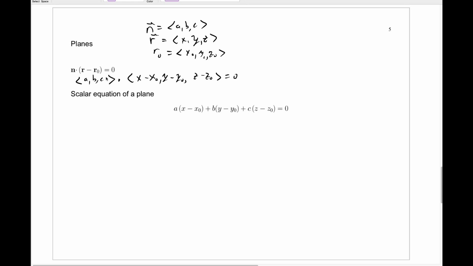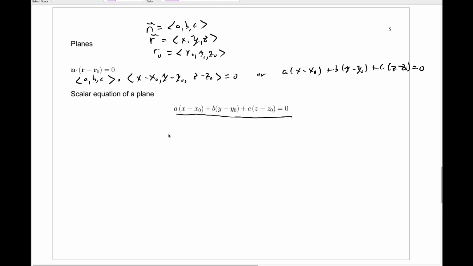Well, what is this dot product? That's the first coordinate a times the first coordinate here. That's a times x minus x naught plus b times y minus y naught plus c times z minus z naught equals 0. So this is what we call, I've rewritten it here, the scalar equation for a plane. And you notice this is just a general linear equation for the plane.